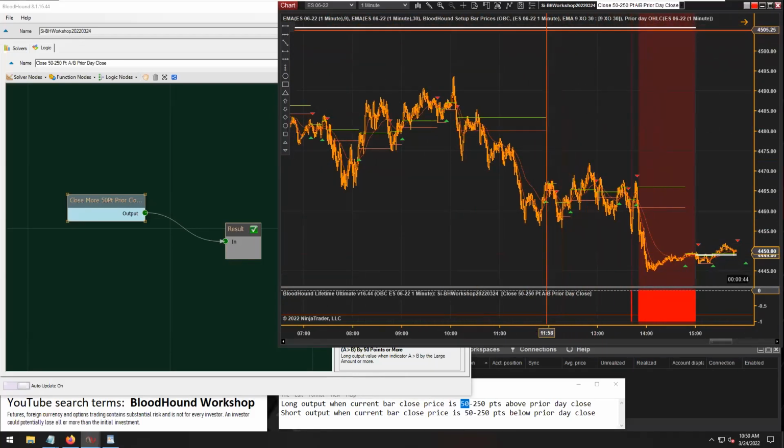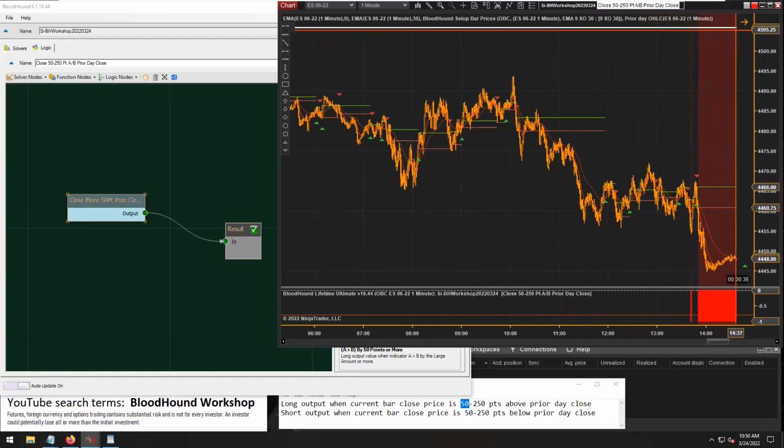So here's the prior day close way up here on top. There we go. So the prior close is at 45.05, and shortly after the market closed, the market did break that 50-point range there.